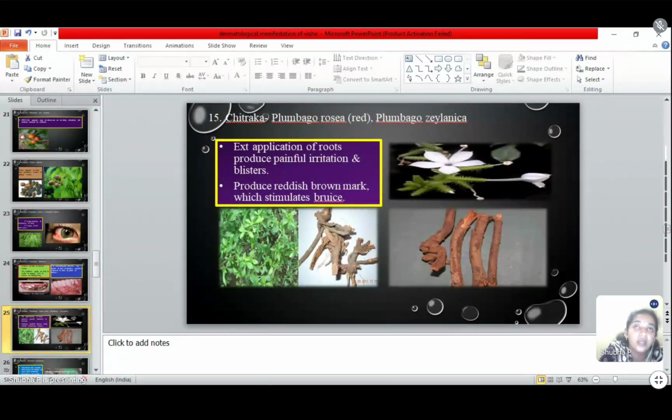They tie it to the hands or the waist of a person. What they believe is that this blistering improves the immunity of the person, and due to the immunological response, the condition is cured. So tying Chitraka Moola is a common practice in Uttara Kannada.